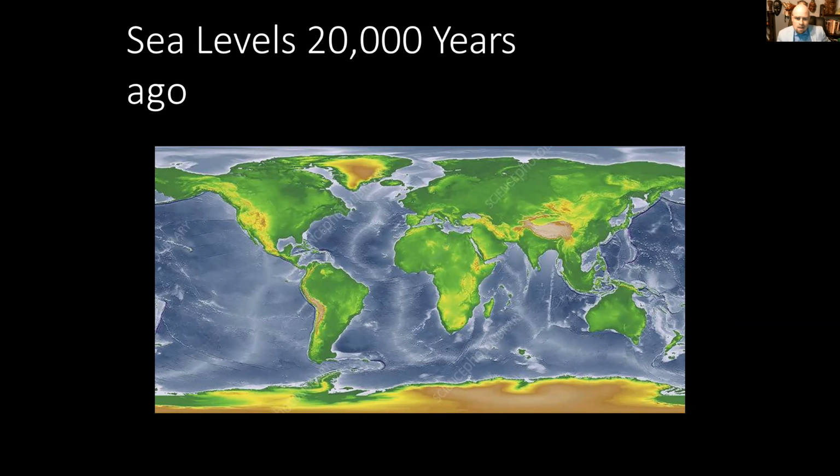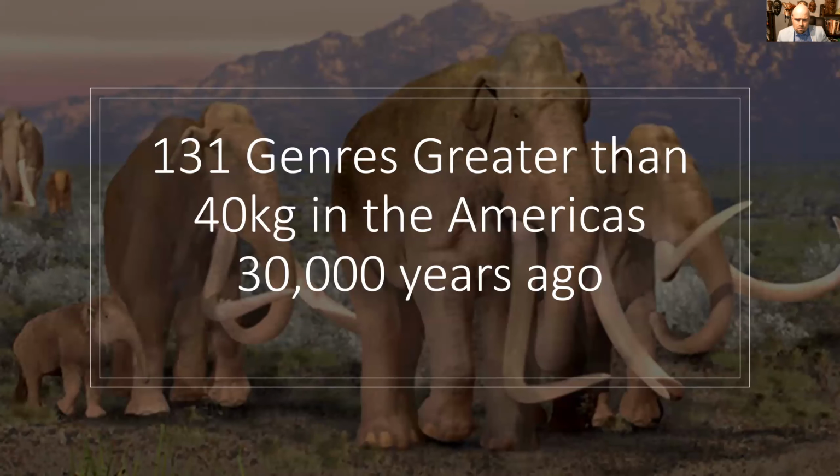And of course, the climate is different then than it is today. It's cooler 20,000 years ago, and there's warming that happens as we move past 12,000 years ago, where there's a significant warming event. So from before 20,000 years ago, we could say there are over 131 genera of megafauna in the Americas. They're greater than 40 kilograms.